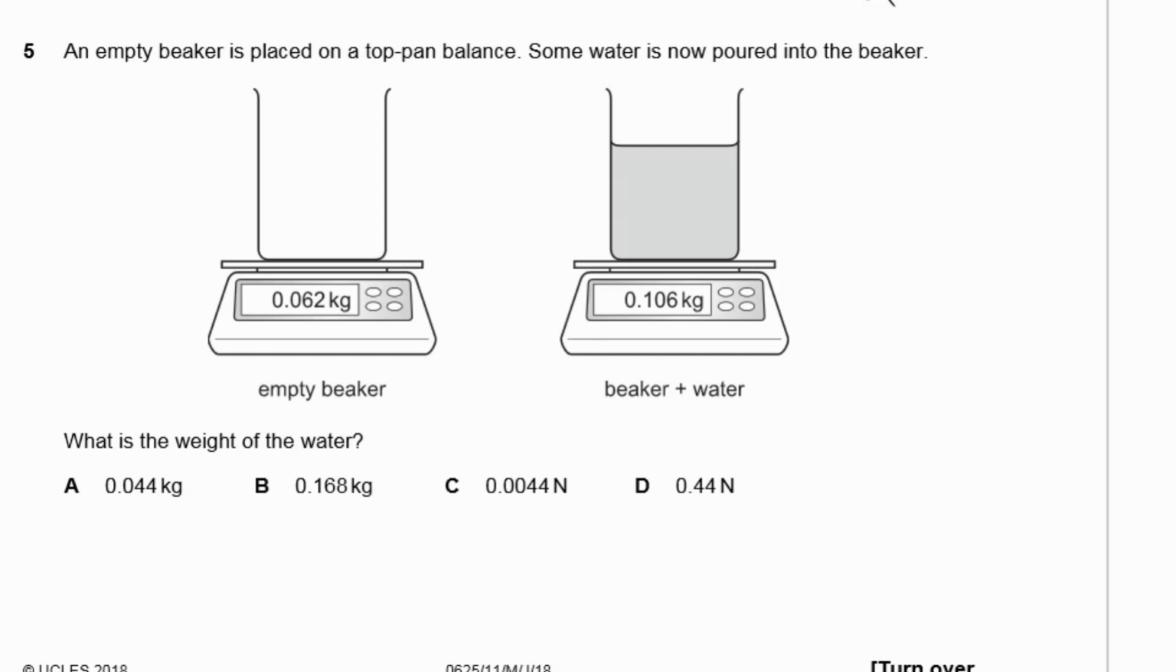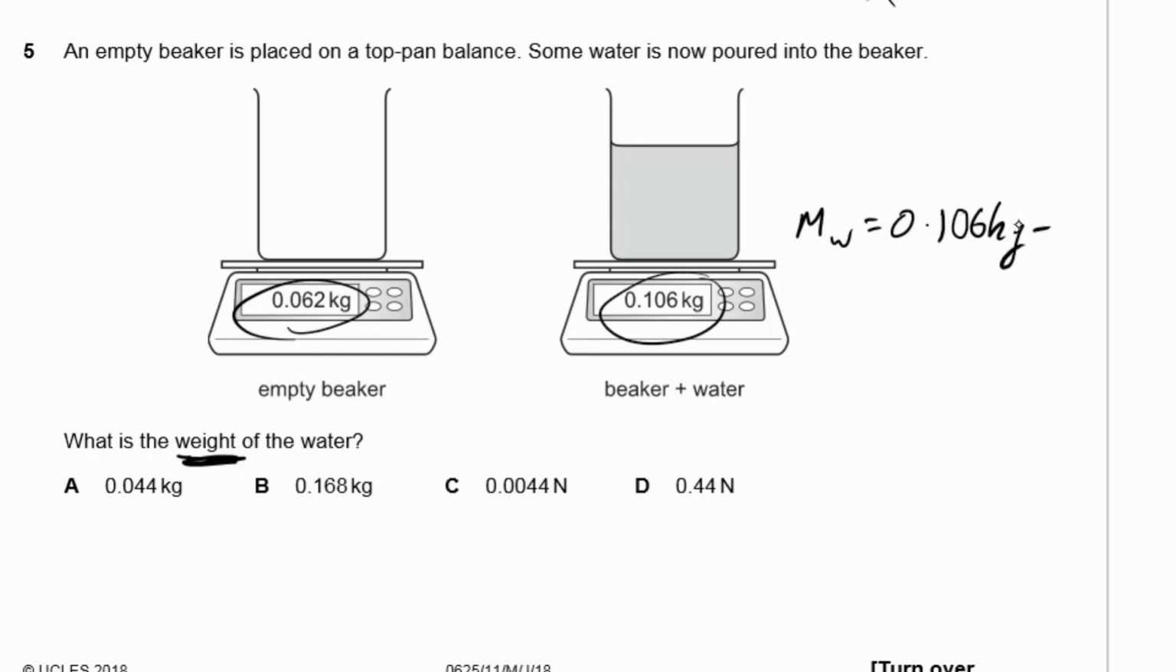Question number 5. An empty beaker is placed on a top pan balance. Some water is now poured into the beaker. What is the weight of the water? Ooh, see that? There we go, a little trick in there. They're asking for weight and giving you two values for mass. Alright, so what do we know?